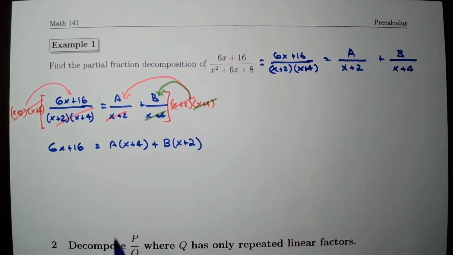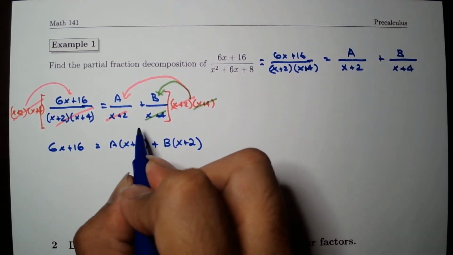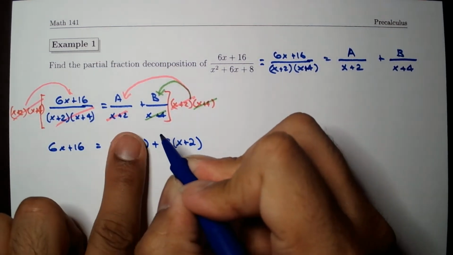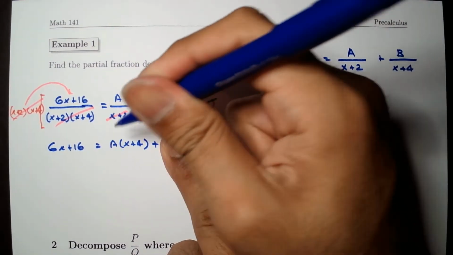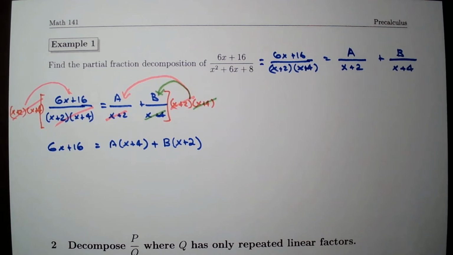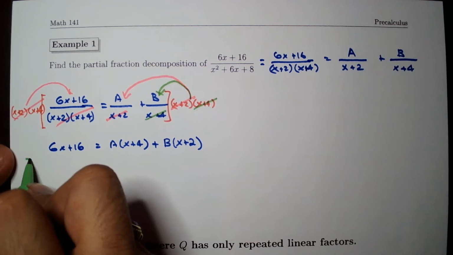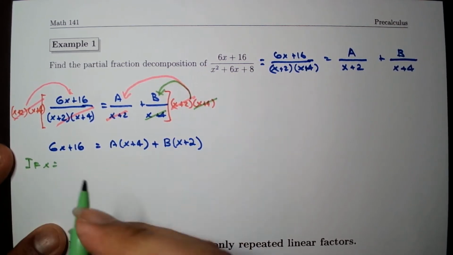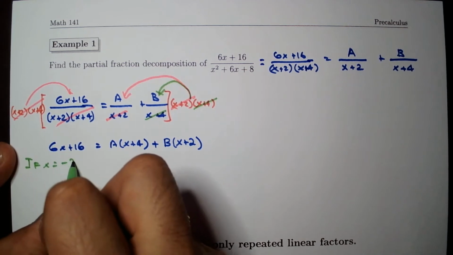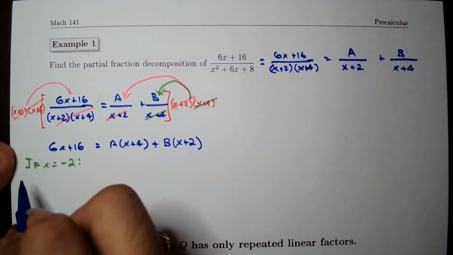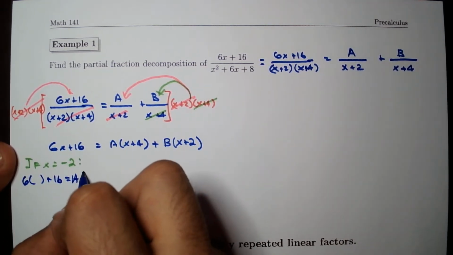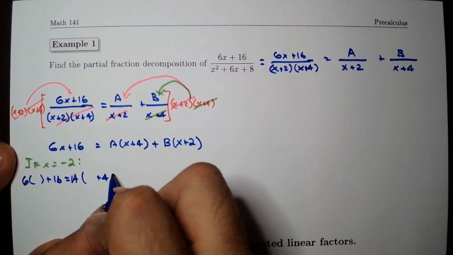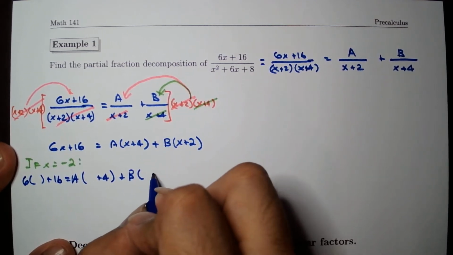So here we're going to look for a way to turn this term into a 0 to be able to find b, and then we're going to look for a way to turn this term into a 0 so we can find the unknown a. So for example, in this case, if x equals -2, what do we obtain? Well, this is going to be 6 times -2 plus 16 equals a times -2 plus 4 plus b times -2 plus 2.